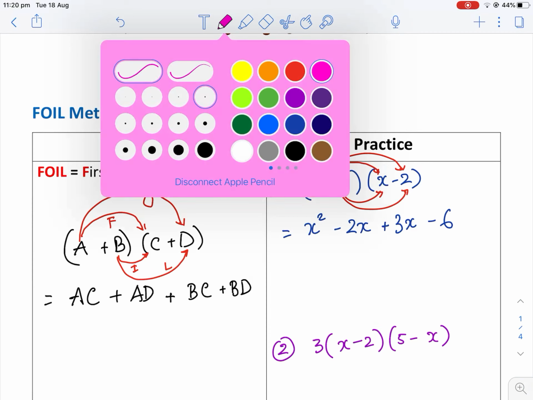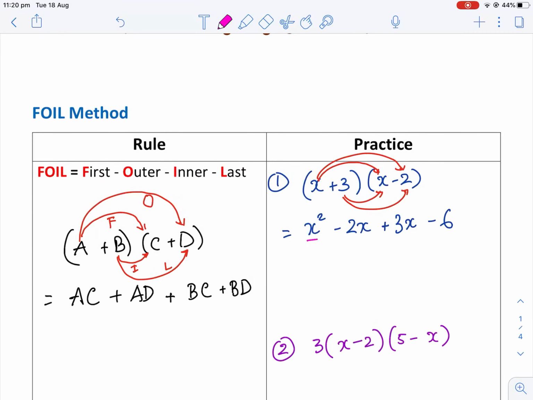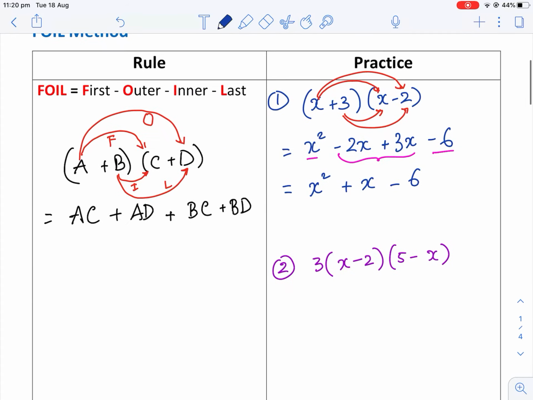And then next you have to collect like terms. This one is a different term. These are two like terms. And this one is a constant. So we collect them all together. It turns to x squared, and negative 2x plus 3x is x. This one is your final answer. Move on to the next one.